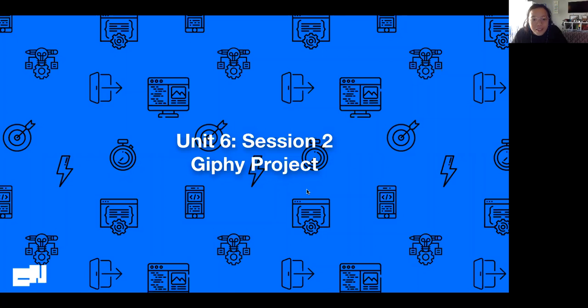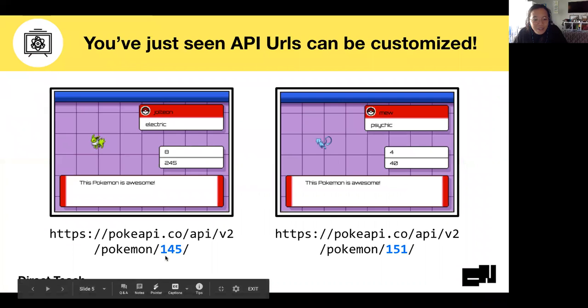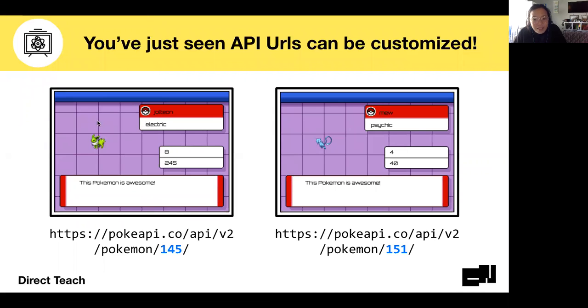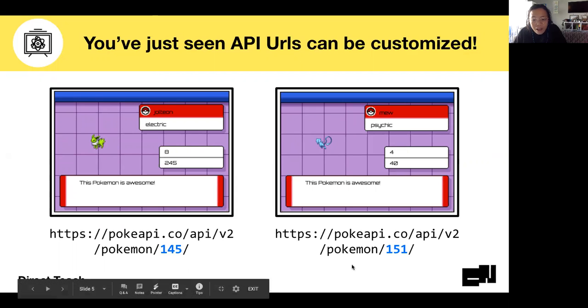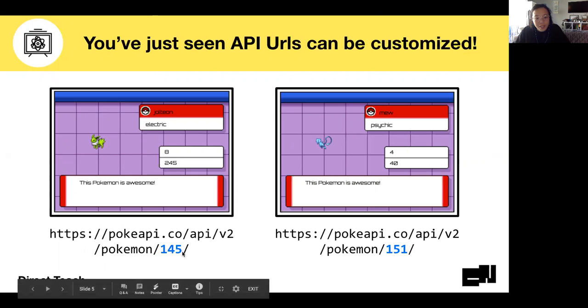So today what you're going to be doing is identifying parts of an API request URL and being able to customize it using user input. And so we've actually just noticed that if we change that number here, when we query the API, we'll actually get a lot of different types of information about different Pokemon. And so here's Jolteon, who is number 145. And here's Mew, who is number 151. And all of them have different information from Bulbasaur. Our Poke API actually will search our URL and bring back the information that we want.